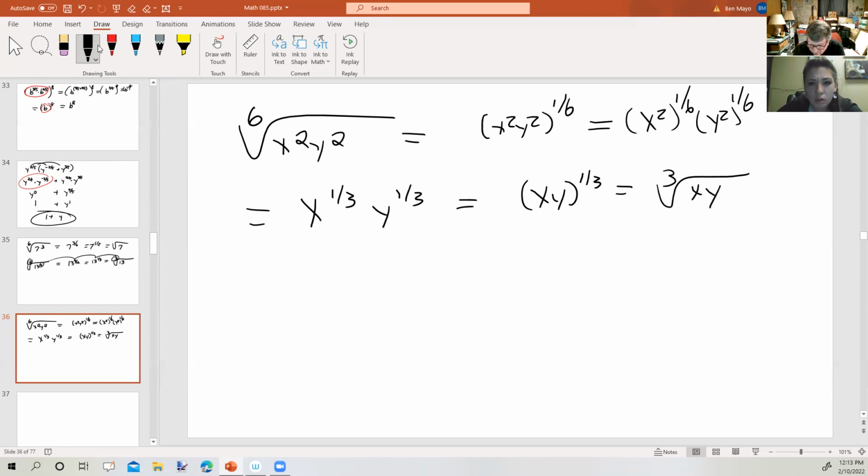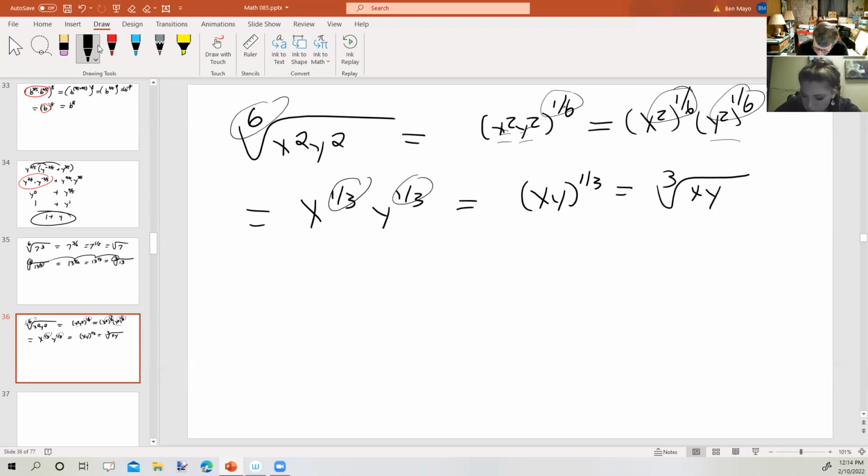Now I know I kind of zipped through that at 100 miles an hour. So I'm taking this and changing it to a 1/6 exponent. Then I'm applying it to each factor. A power raised to a power, you'd multiply the exponents. And then I just kind of went backwards and said, well, if each one's to the 1/3 power, the whole thing's to the 1/3 power. So therefore it's the cube root.